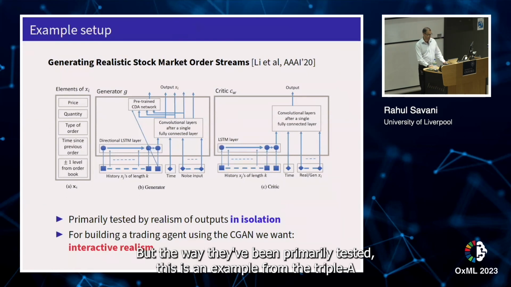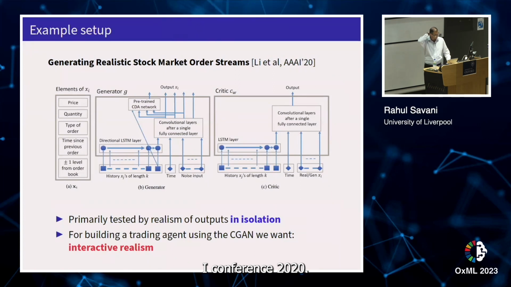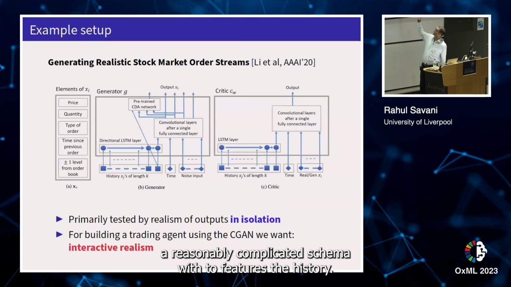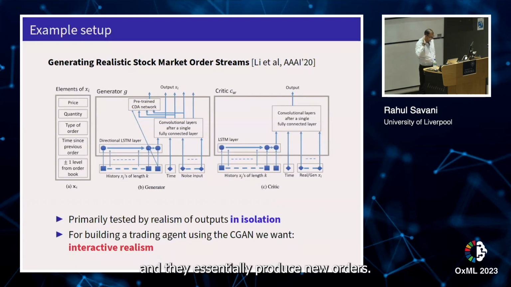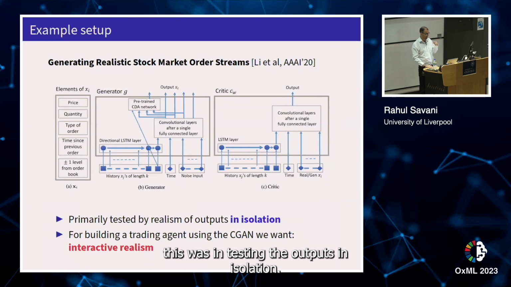But the way they've been primarily tested, this is an example from the AAAI conference 2020. You'll see they have a reasonably complicated schema with ways to featureize the history. They have some recurrent neural networks in there, and they essentially produce new orders. But the way they tested this was in testing the outputs in isolation.